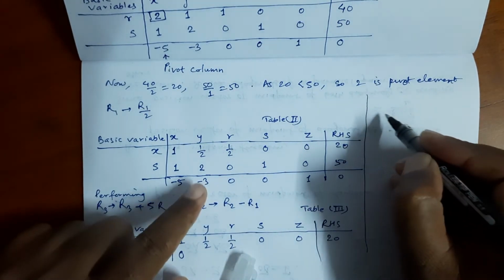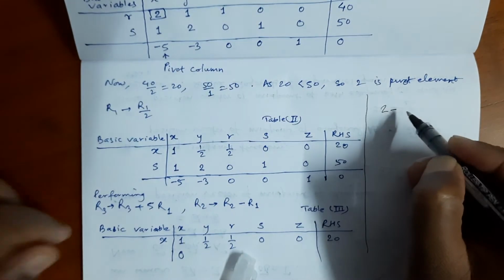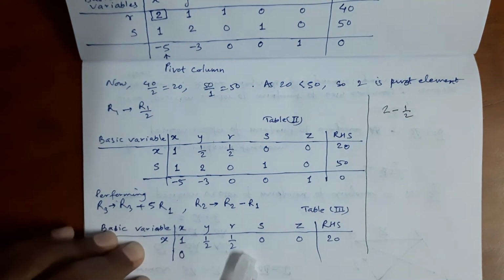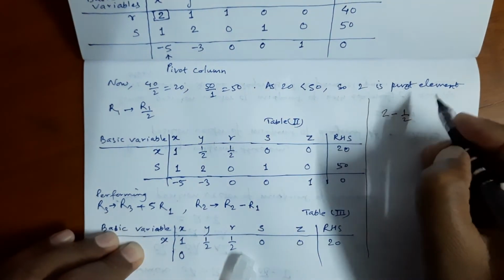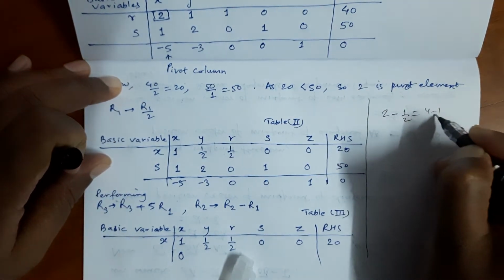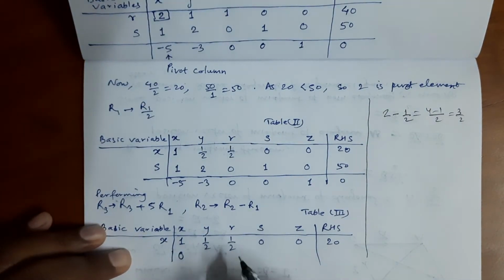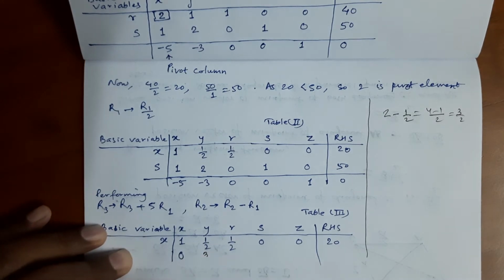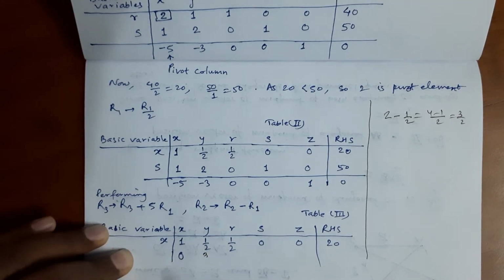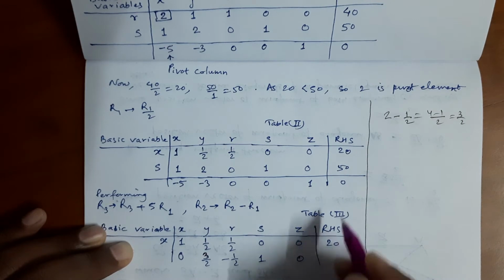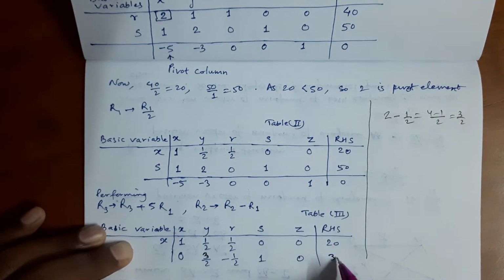So here 2 minus 1 over 2, that will be 3 over 2. So here we write 3 over 2. 0 minus 1 over 2, that is minus 1 over 2. 1 minus 0, 1. 0 minus 0, 0. 50 minus 20, it will be 30.